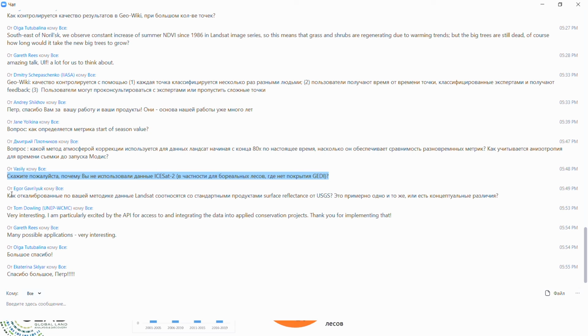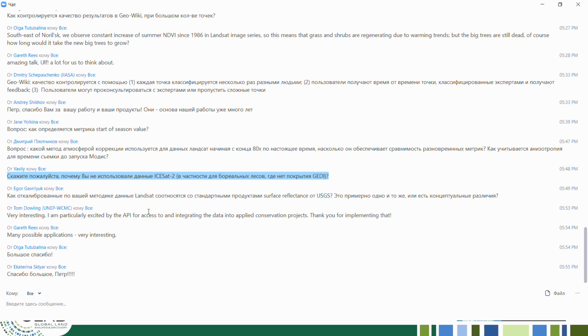Since this is the last presentation and there are still questions, the second question is, surface reflectance by USGS and Landsat calibrated according to your methodology, are they basically the same or are there some differences? Okay, I'm going to find a slide where I'm comparing our data, left bottom.